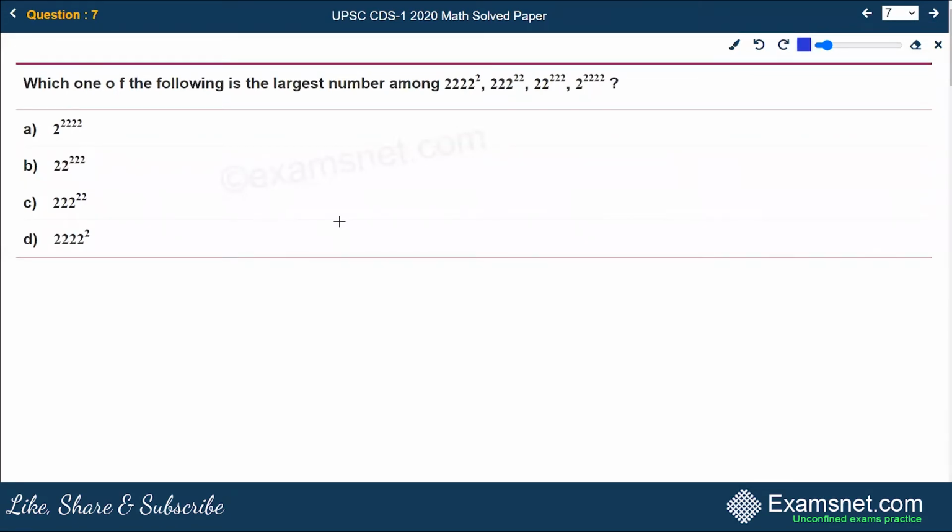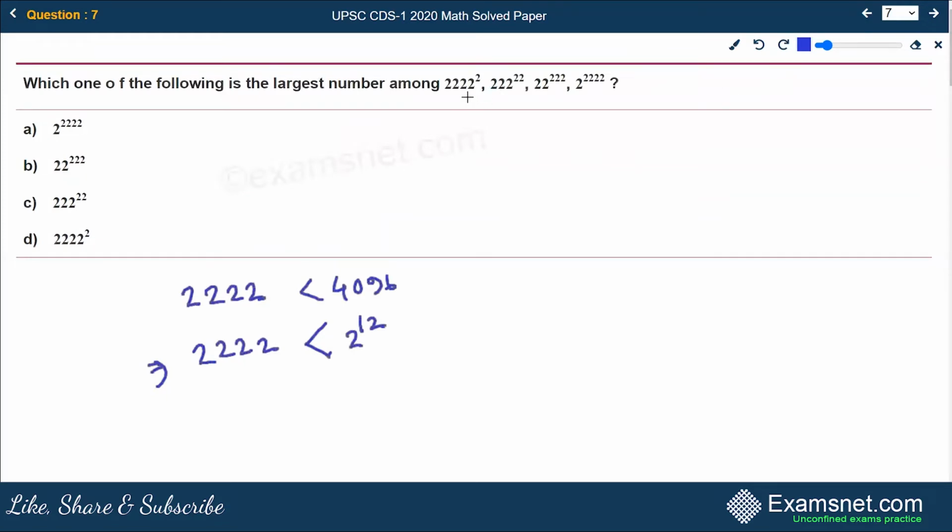In question number 7, we are given: which of the following is the largest number? We are given 4 different numbers. So let me first write 2222. It is obviously less than 4096, correct? Now, 4096 can be written as 2 to the power 12. So 2222 is less than 2 to the power 12.